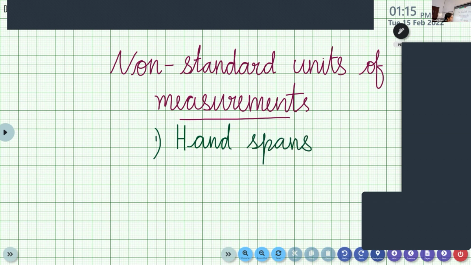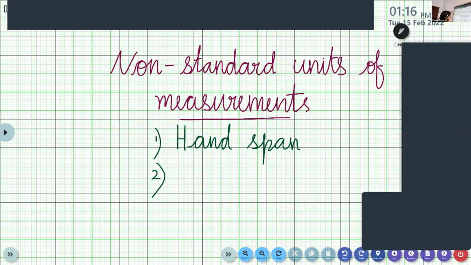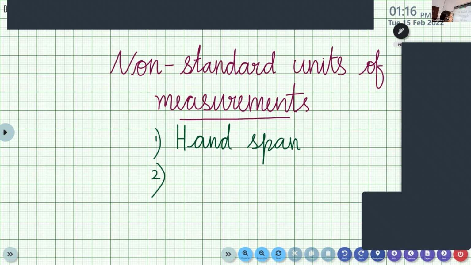H-A-N-D, hand, S-P-A-N, span. Hand span. It is a distance from thumb finger to the small finger. Which is the second one we discussed today?